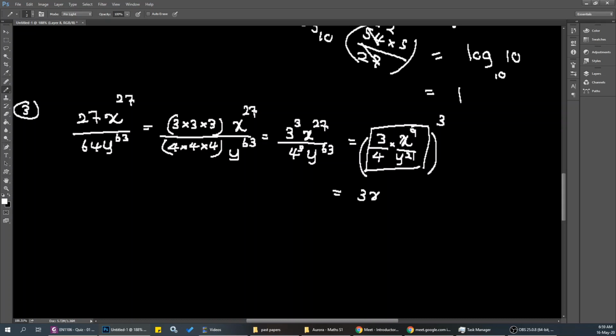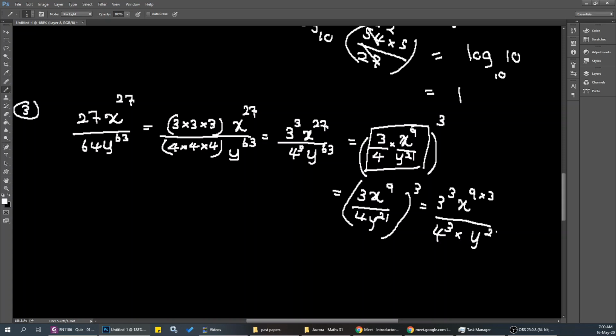Now you can see that 3 x to the power 9 over 4 over y to the power 21, and you raise it to the power 3, and then you still get 3 to the power 3 x to the power 9 into 3 over 4 to the power 3 into y to the power 21 into 3. Okay, now you get 3 to the power 3 x 27 over 4 to the power 3 y 63. Okay, now you can see that we have the same one as here. So this is the particular answer that we are looking for.